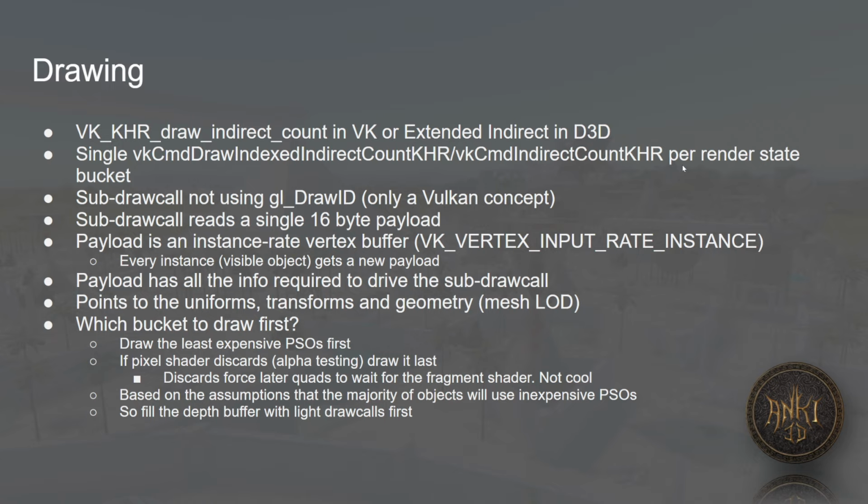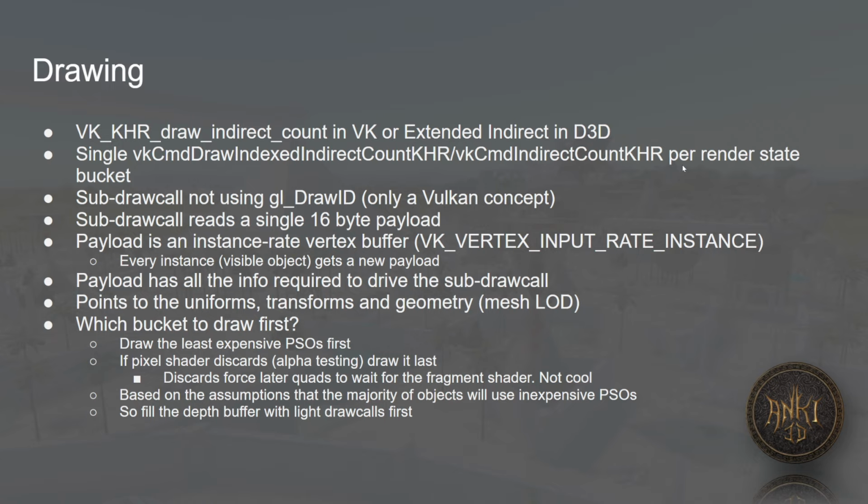So what we do in this case is that we draw the least expensive PSOs first, and the PSOs that have discard, meaning they are alpha tested, will always go last. This is based on the assumption that the majority of the objects will use inexpensive PSOs, so we want to draw those first to occlude the depth buffer and prepare it for the most expensive PSOs that will follow.